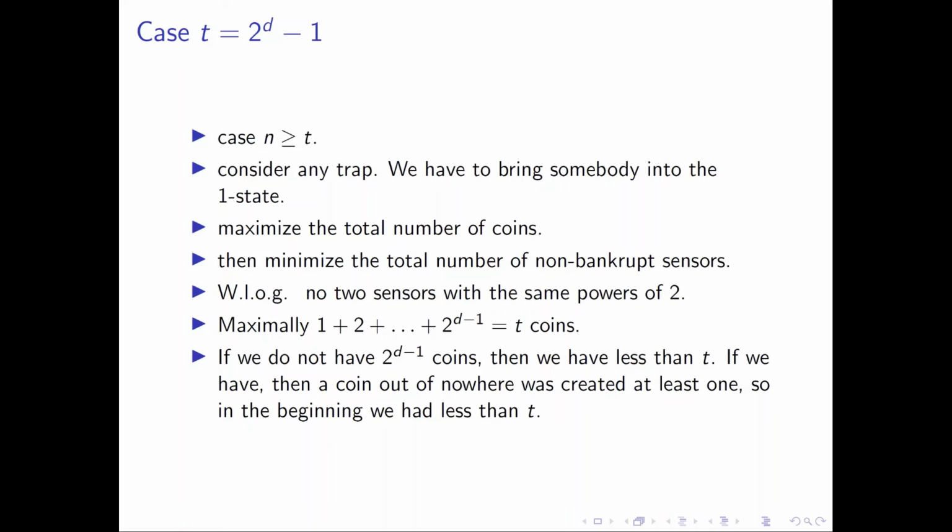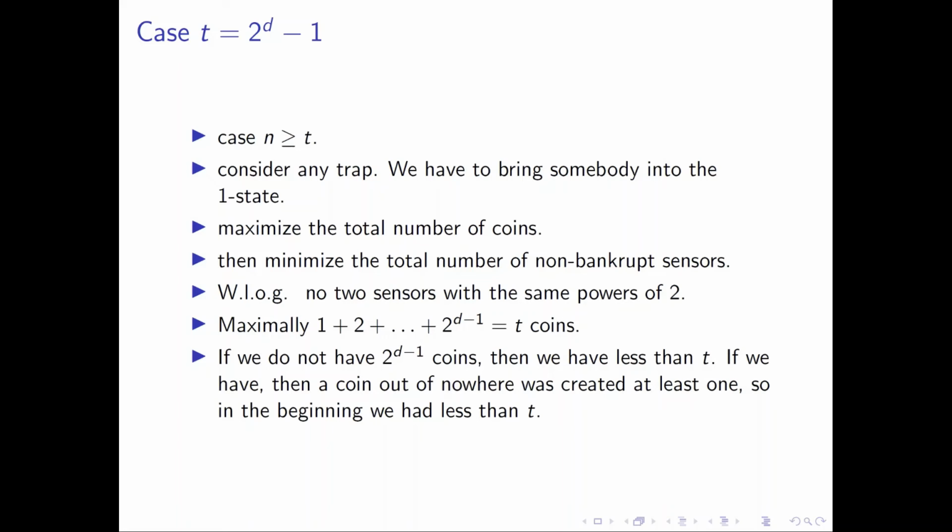So maximally we have in this configuration 1 plus 2 plus, and so on, up to 2 to the d minus 1 coins. And this is exactly t, right? Well, but initially you also had at least t coins, right? So in particular, this already shows that you only have to consider the case when n is equal to t, but that's not really helping. Let's finish the argument somehow.